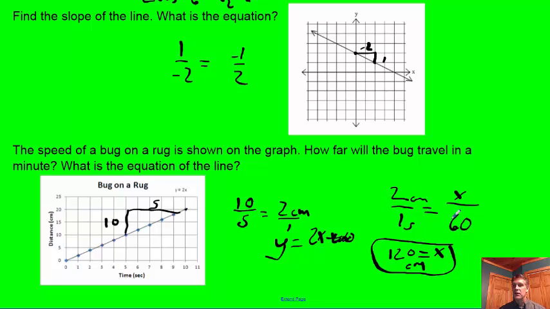So you can just make a proportion for this one. Or you can just multiply it by 2. Get 60 times 2. Don't use 1 minute, because remember, these are seconds.